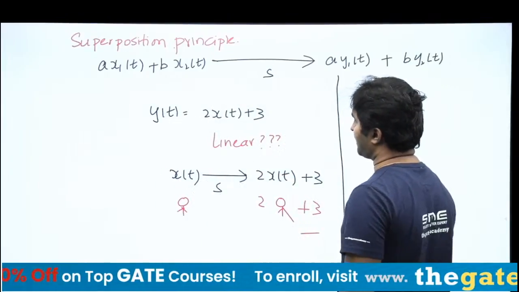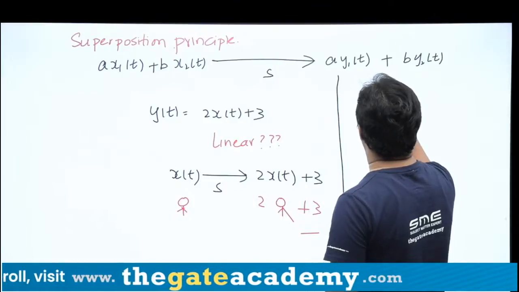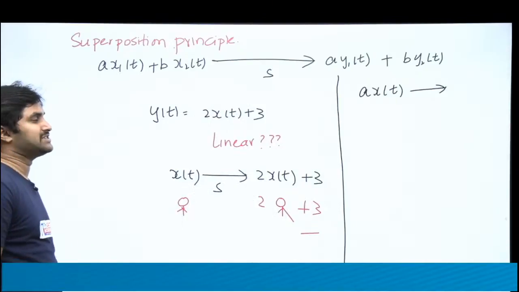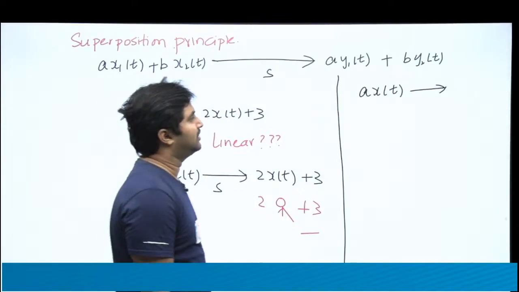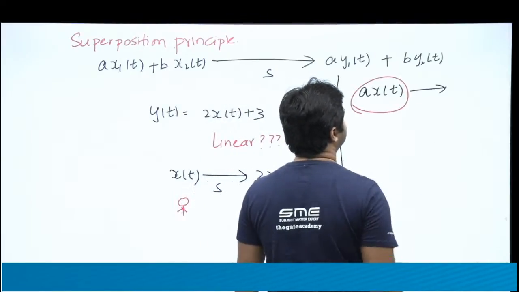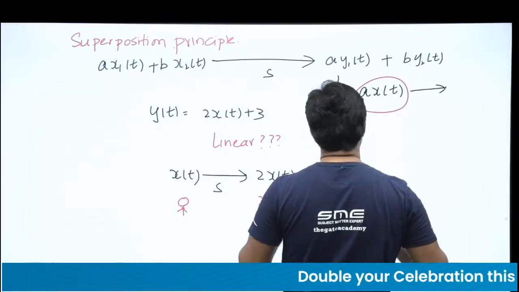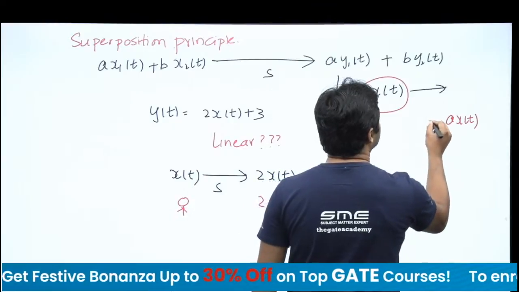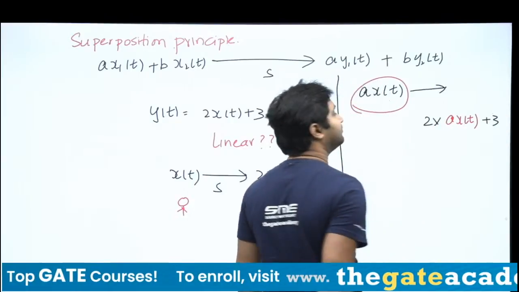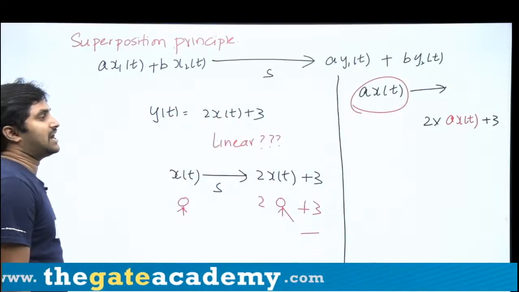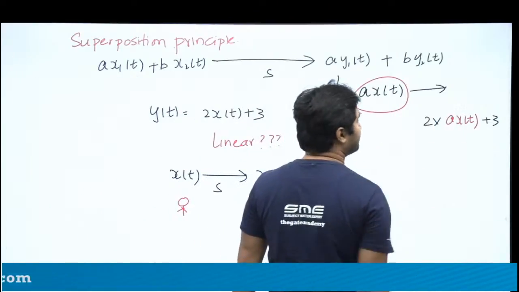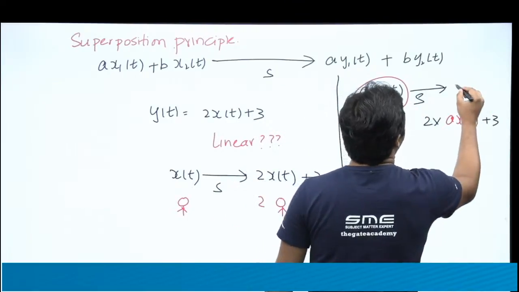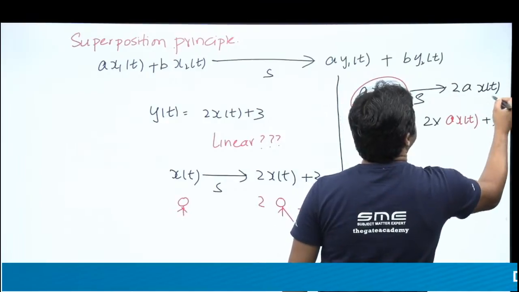When I give an input which is a into x of t, then what are we going to get? Whoever stands here, this is going to be multiplied with what? 2. Whatever is there here is going to be multiplied with 2 and 3 is added to it. So it has to be 2a x of t plus 3. When you're passing through the system, it will be 2a x of t plus 3.